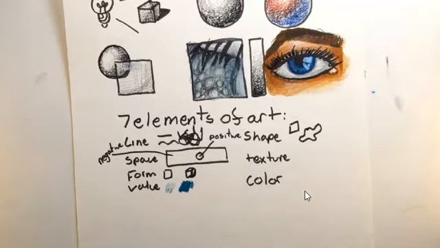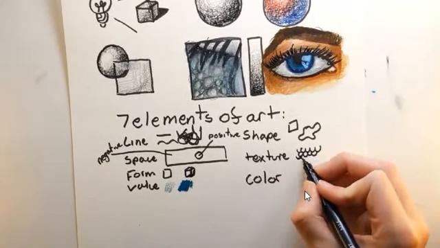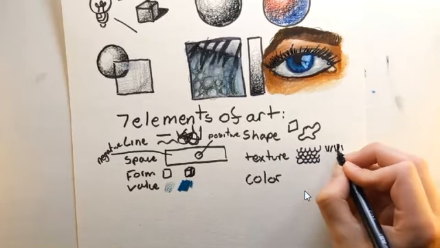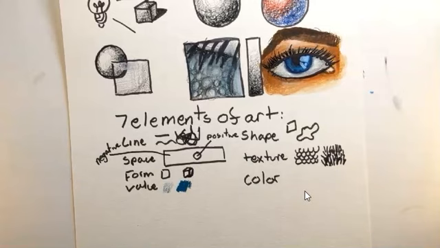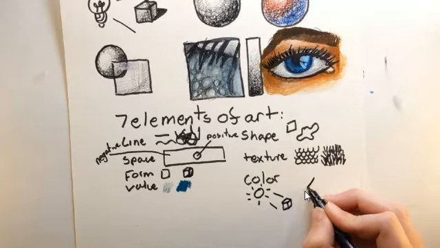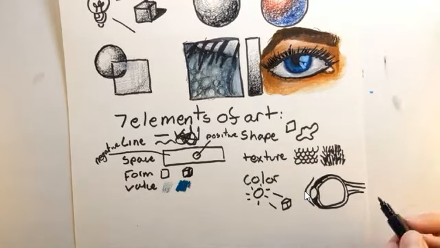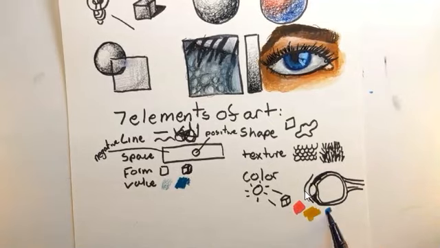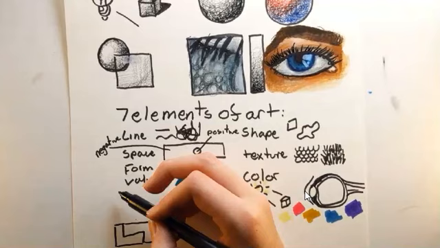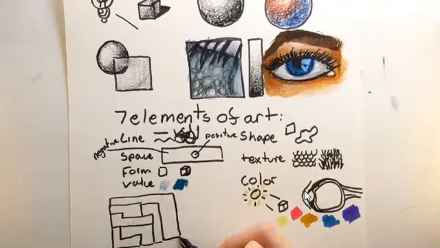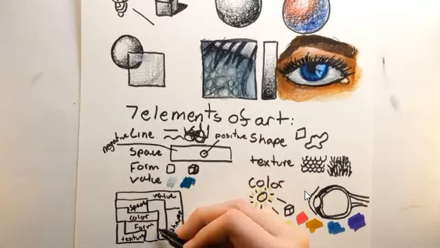Shape is an enclosed area. There is geometric shape and organic shape. Texture is how you think something feels. And of course, color is just light bouncing off of an object and hitting the photoreceptors in your retina. The 7 elements of art were established to show the building blocks that most artists use to create their art.